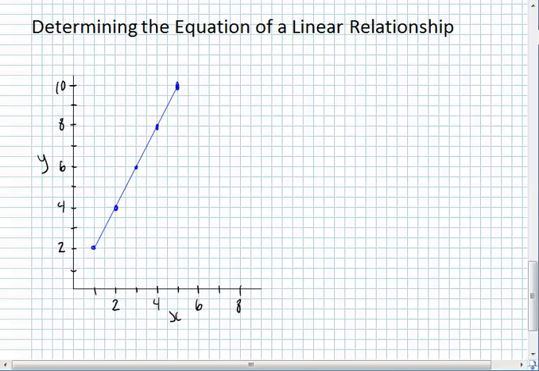Okay, people, we are going to review today how we determine the equation of a linear relationship from either a set of data points or from a graph. This is a very easy one for us to start off with, but just to get the basics down.